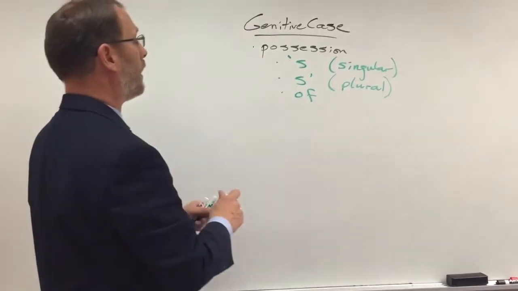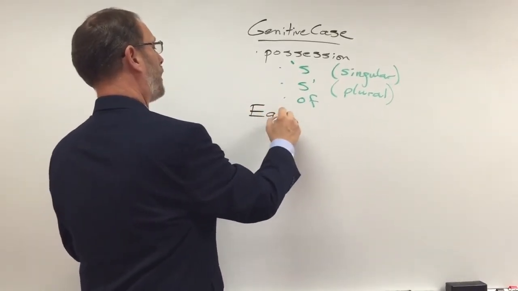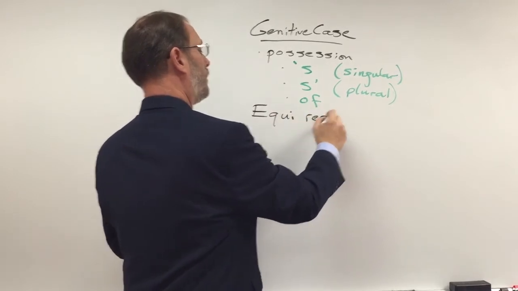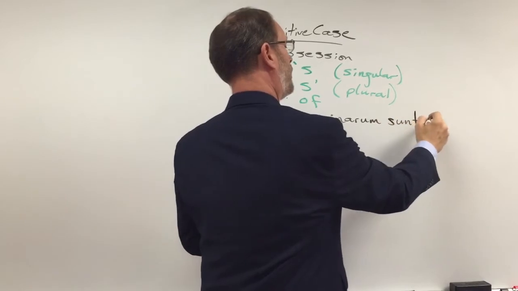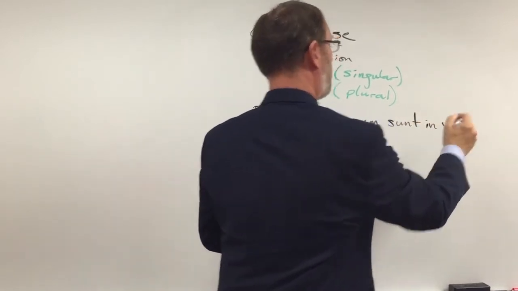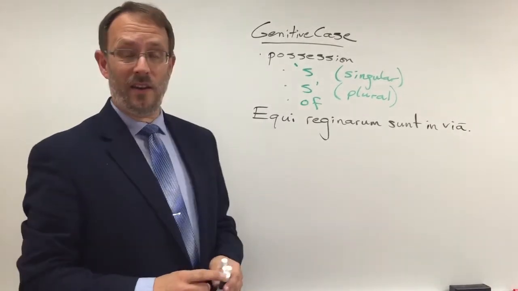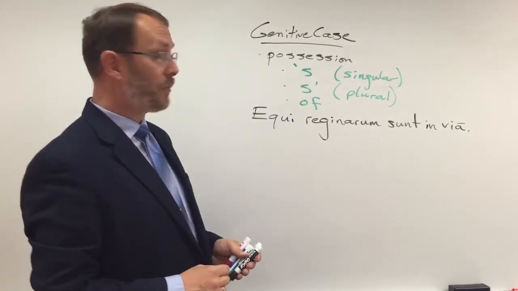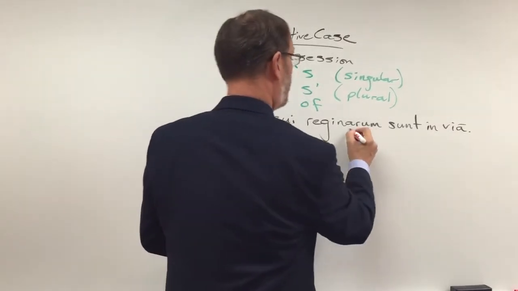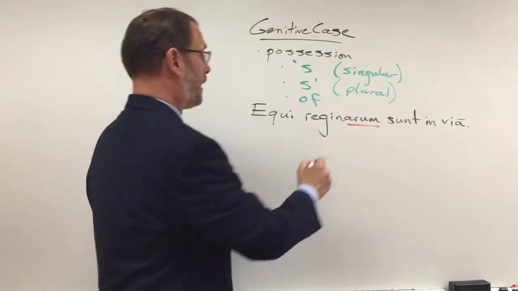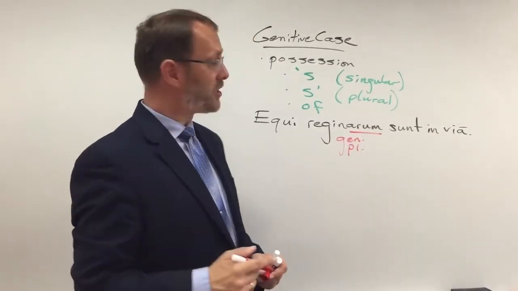What if we had a sentence like this? What if we had equi reginarum sunt in via? Okay? Well, the first thing I want to know is which word in here is my genitive case word? Well, if you know your declension endings, you'll spot right away that the arum is genitive. In fact, it's genitive plural from first declension.